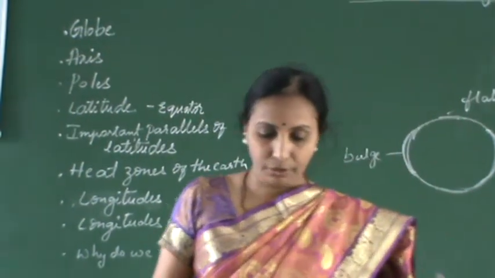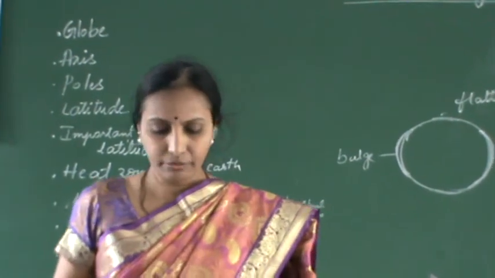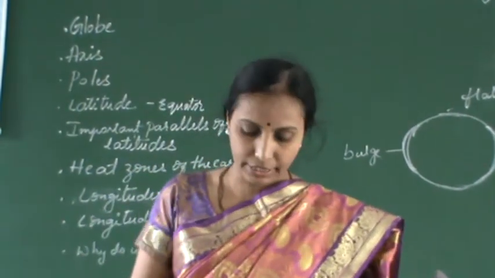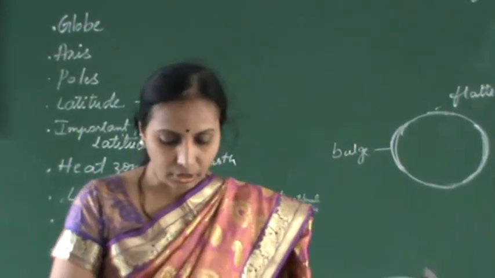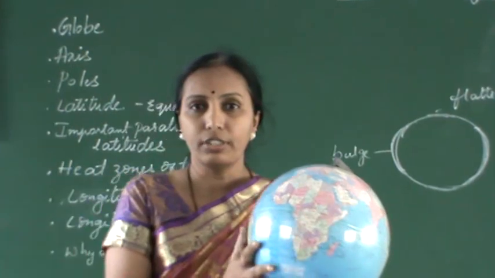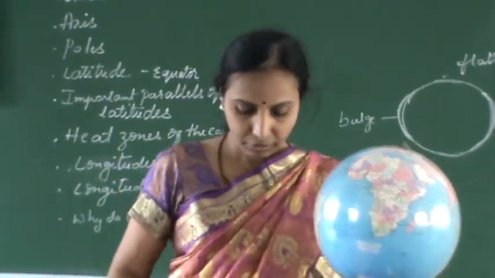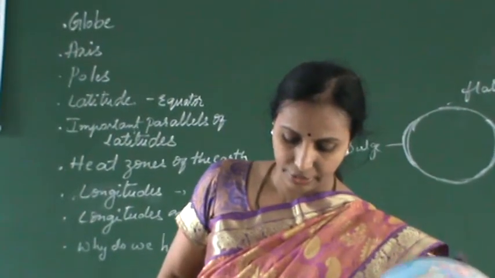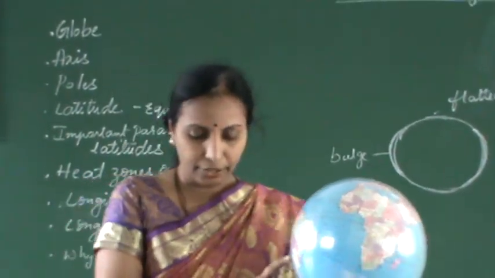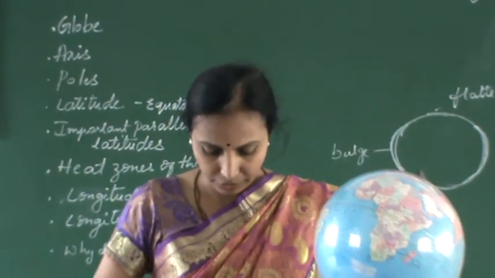Now open the textbook, page number 10, Globe, Latitudes and Longitudes. Just now I discussed that the globe is a true model of the Earth. It is a small miniature form of the Earth. On the globe, the countries, continents and oceans are shown in the correct size.